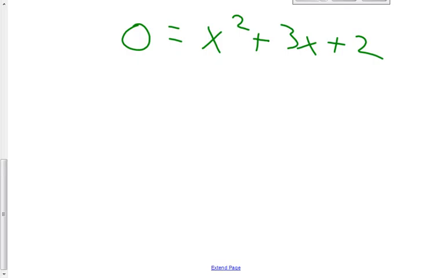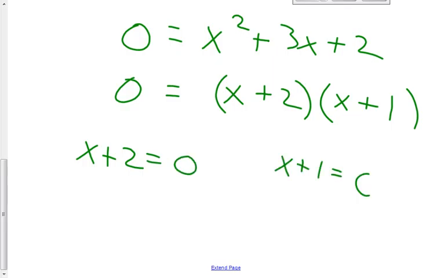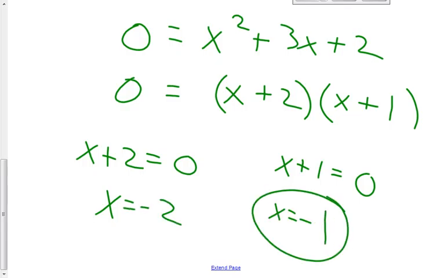So now we're going to solve for x by factoring. x and x, and a positive 2 and a positive 1. These both equal 0. So if x plus 2 equals 0, and x plus 1 equals 0, x equals a negative 2, and x equals a negative 1. We have two answers for this one.